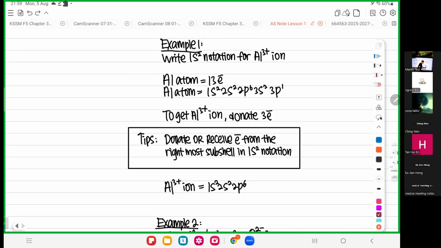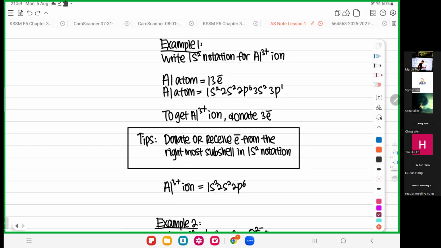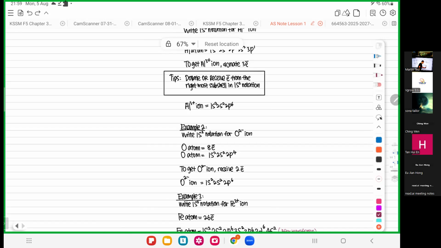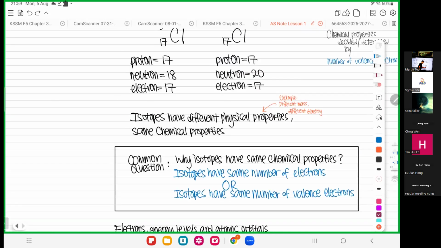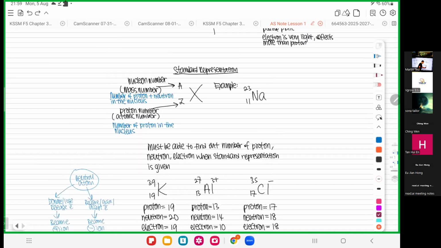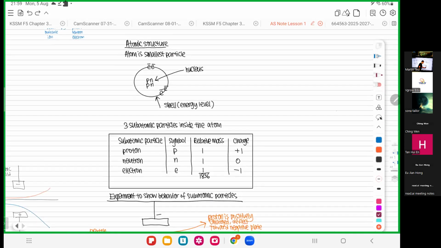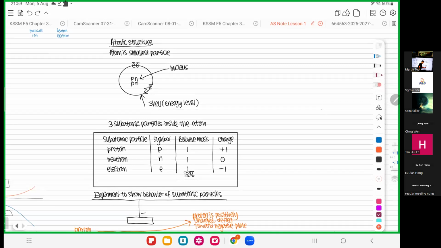They are not hard. Most importantly, you understand the logic, how it works. Then you will be fine. Okay? So let's do a quick summary of what we covered for today's lesson so far. Today is the first lesson of your A level AS syllabus.